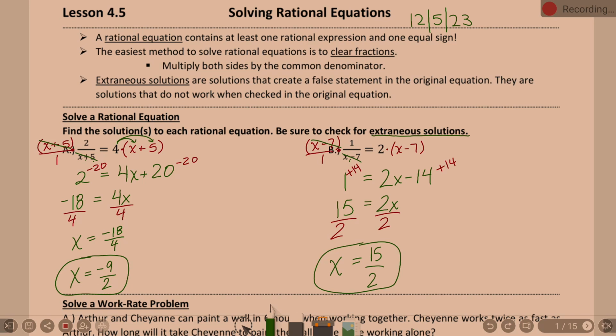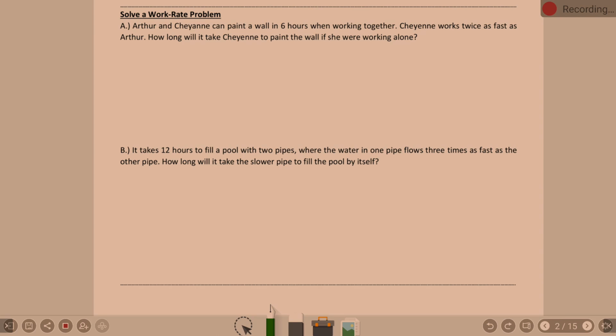When we get to the backside, I'll have some extraneous solutions, so I'll be able to demonstrate that a little bit better. I'll be honest, these are the very basic type of this equation. We'll get trickier on the backside. But this is the basic idea. Look for that denominator and multiply by it to get rid of everything. Now, before we move to the backside, guess what? We've got to talk about a couple word problems here.